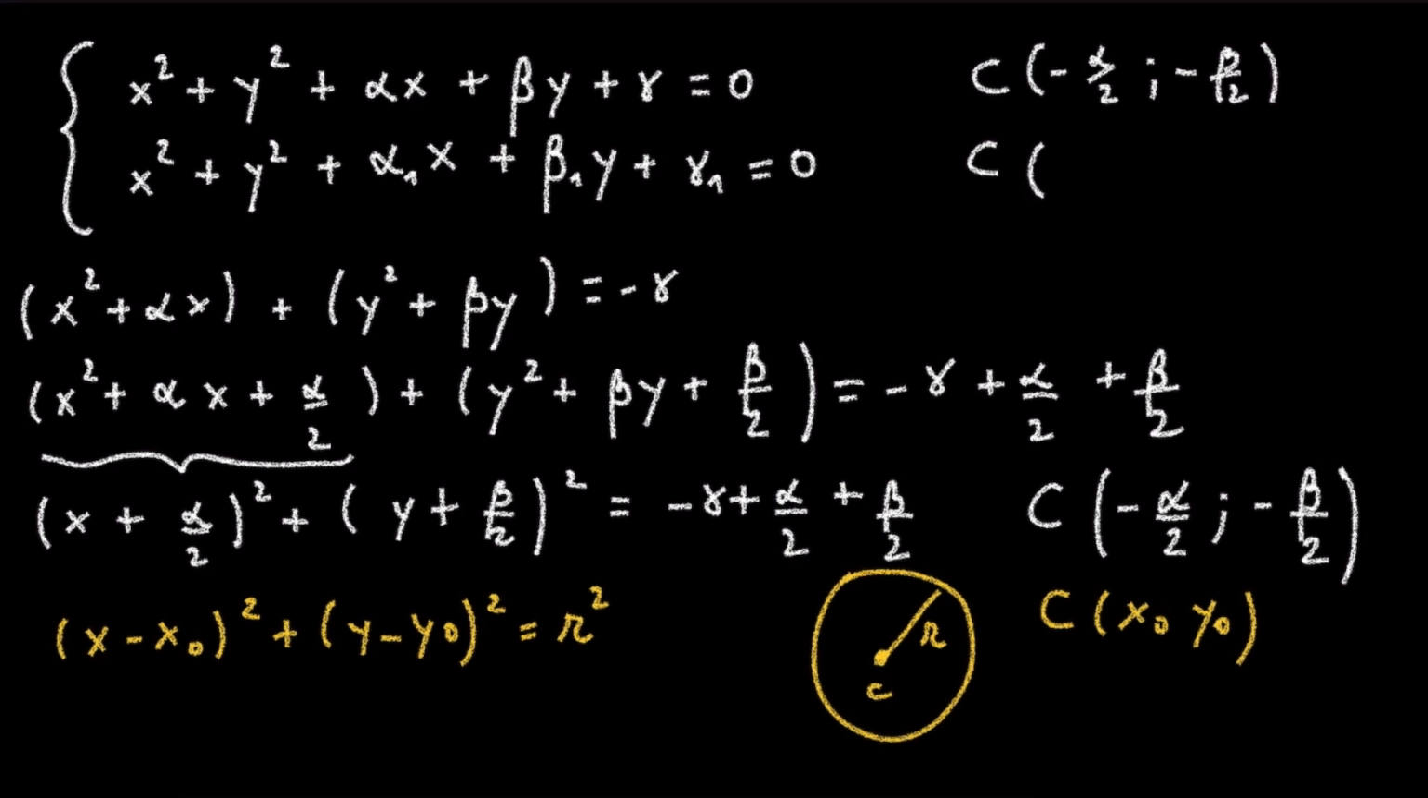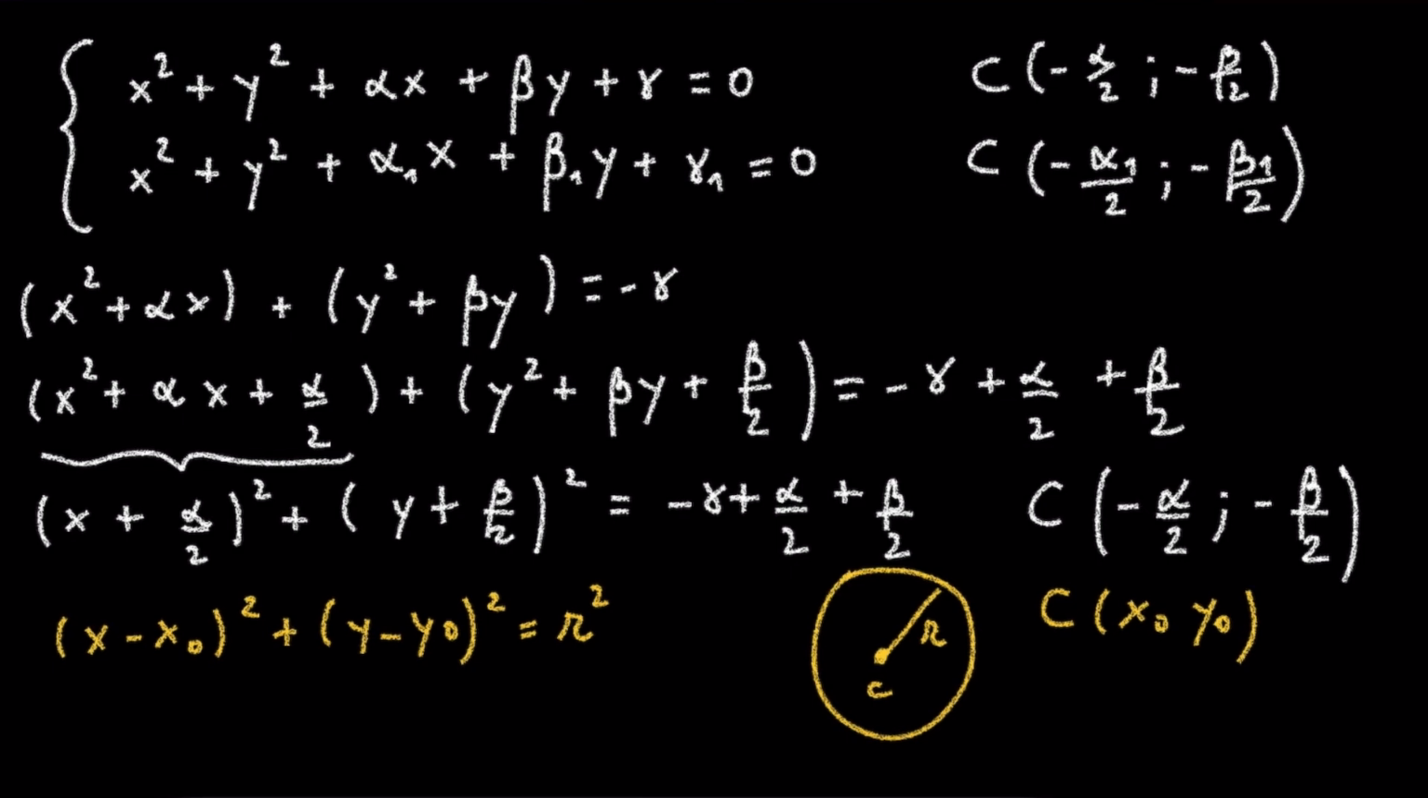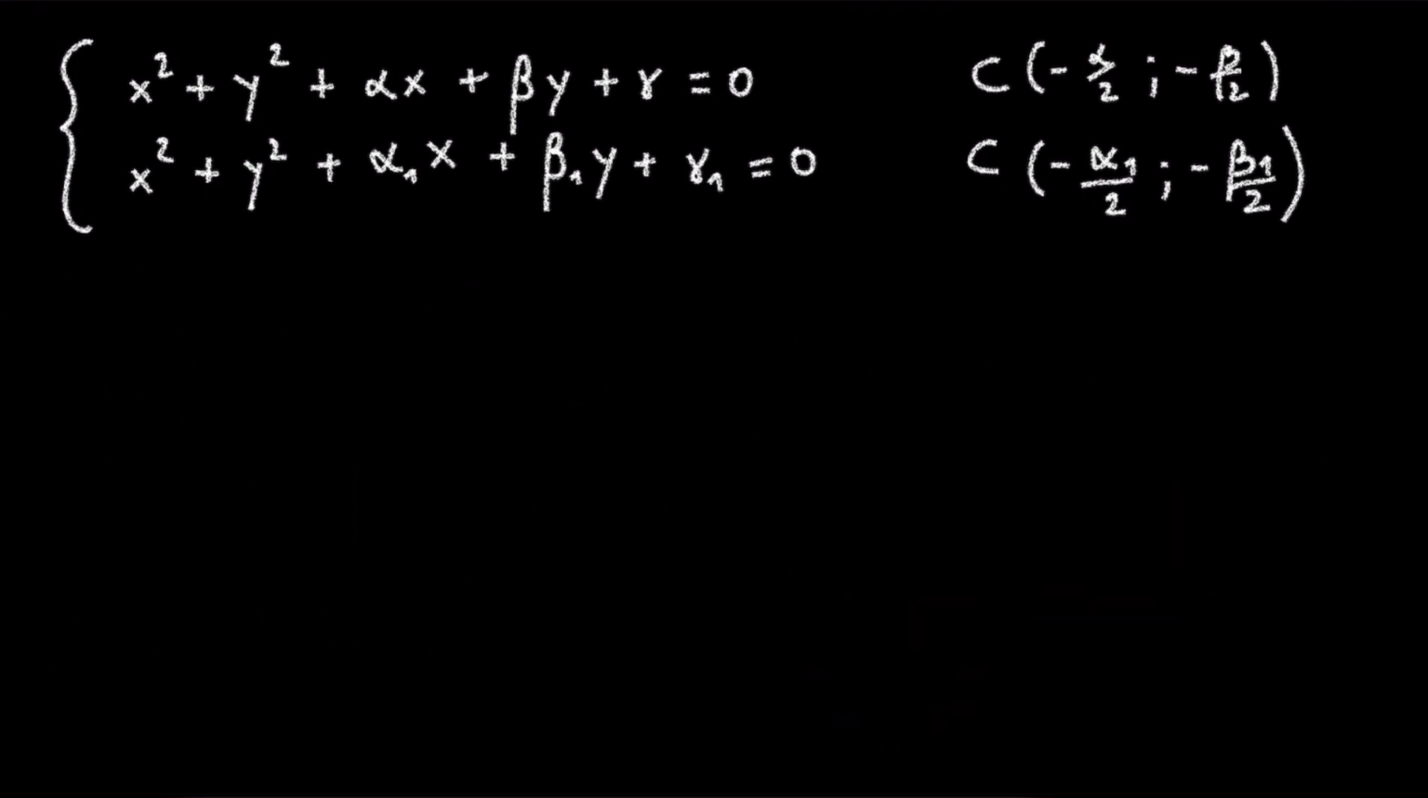And we'll find that the center is identified by minus alpha 1 divided by 2, minus beta 1 divided by 2. Let's free some space. Now, if the circles represented by these two equations are not concentric, which means that alpha is different from alpha 1, or beta different from beta 1, subtracting one equation from the other gives the equivalent system.